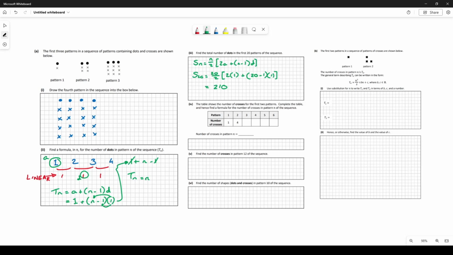The idea is though that if you wanted to find out how many dots you'd need to make all 20 patterns together, you'd need 210 dots. If you counted all the dots in the first 20 patterns, you'd get 210 dots. It can be said different ways. Sometimes they'll say matchsticks and be like, how many matchsticks would you need to make the first 20?